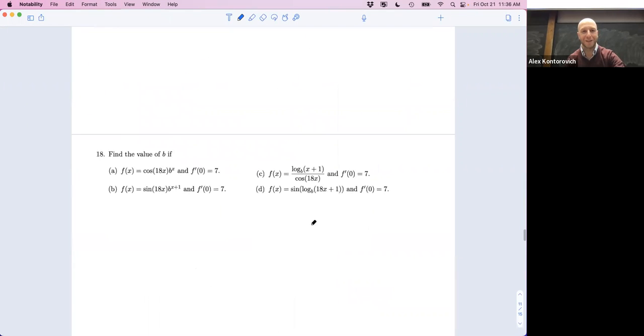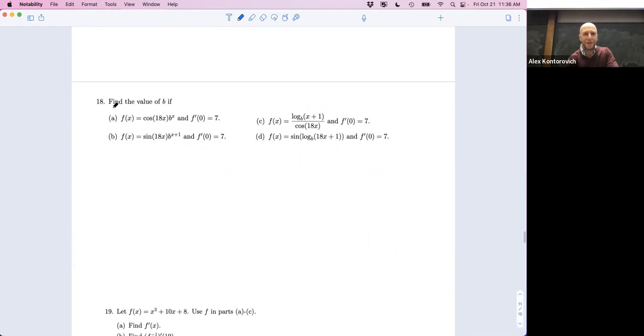Yeah, I left a lot of room because that looked like it was going to be a lot of work. Find the value of b. Let's do just the first one of these. If I know the derivative, okay, so what's the derivative of f? The derivative, it's a product rule. So let me differentiate the first thing.